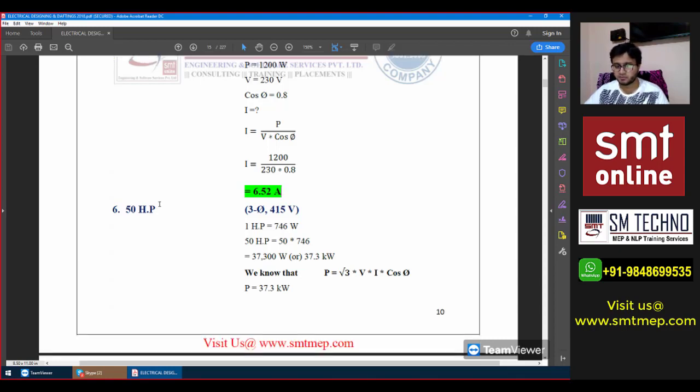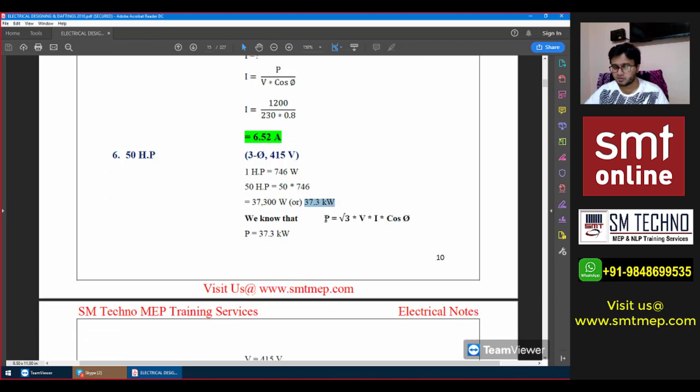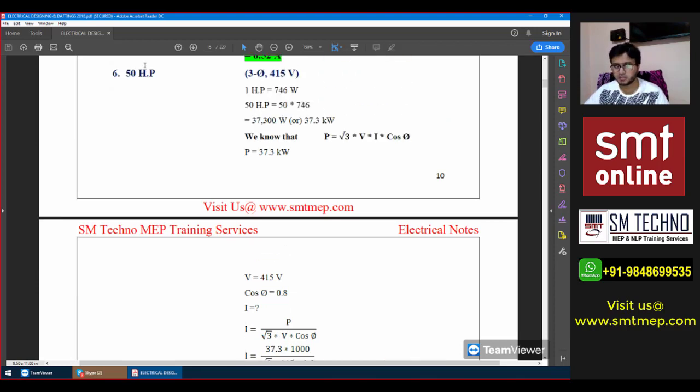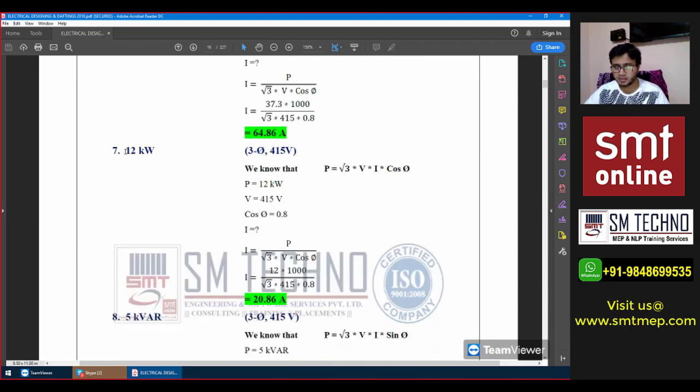Next we are having 50 HP. 1 HP is 746 watts, so 50 into 746 will give you 37.3 kilowatts. And what is the formula we are having? P equal to root 3 VI cos phi. Based upon that we are getting a load current of 64.86 ampere. That means to run a 50 HP machine we require this much current.